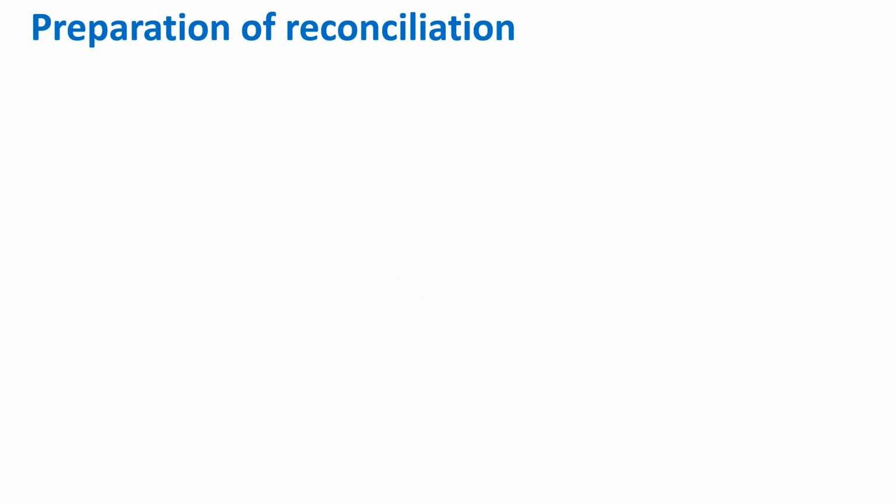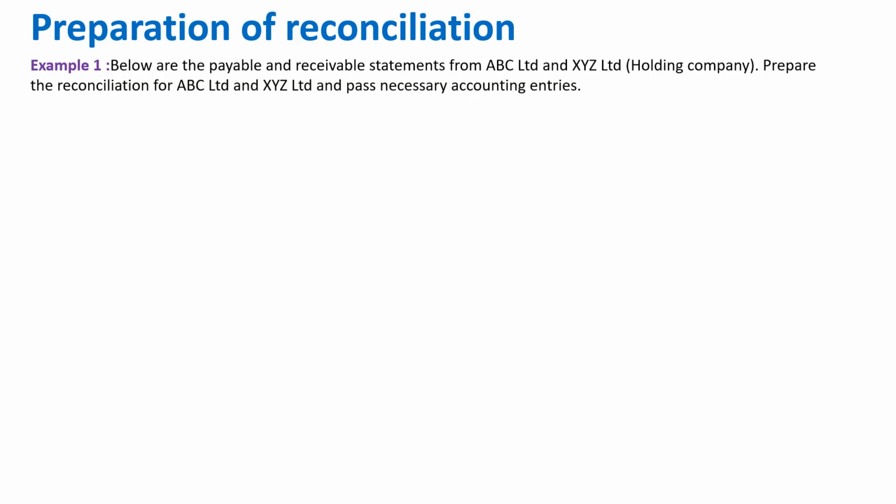Now we are coming to the important part of this video, that is the preparation of reconciliation. How do we reconcile? Let's take an example here. Below are the payable and receivable statements from ABC Limited and XYZ Limited. XYZ Limited is the holding company in this example. Prepare the reconciliation for ABC Limited and XYZ Limited and pass necessary accounting entries. So what we are going to do now, we'll do the reconciliation in the books of ABC Limited and in the books of XYZ Limited, and we'll see what rectification entry both companies are going to post to ensure that the balances of both are matching, right?